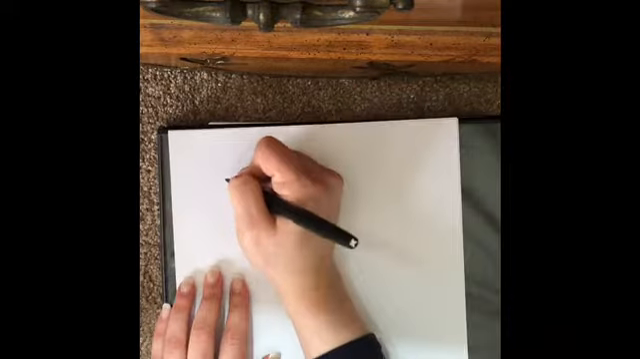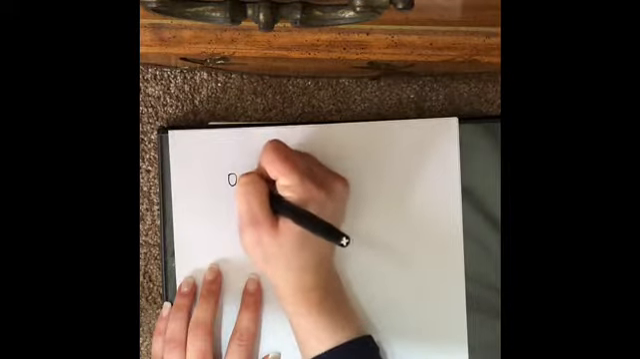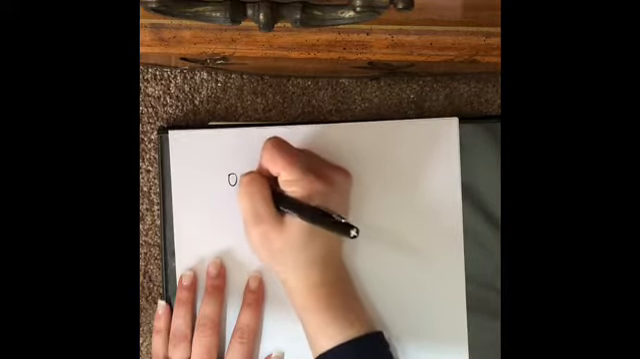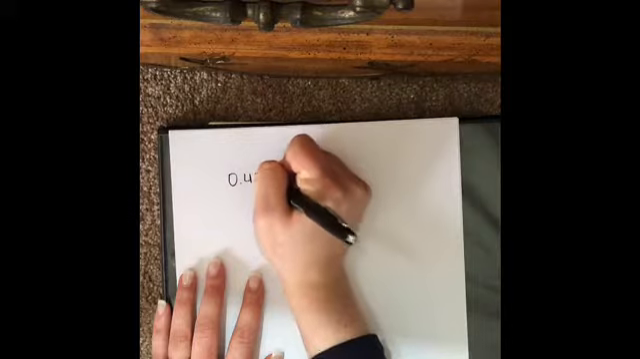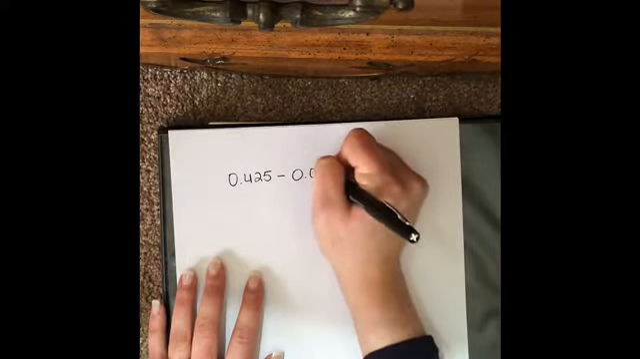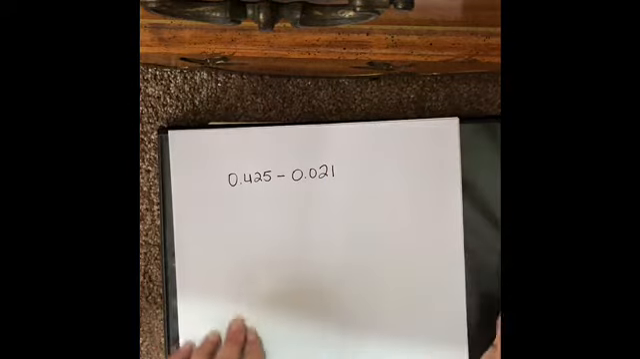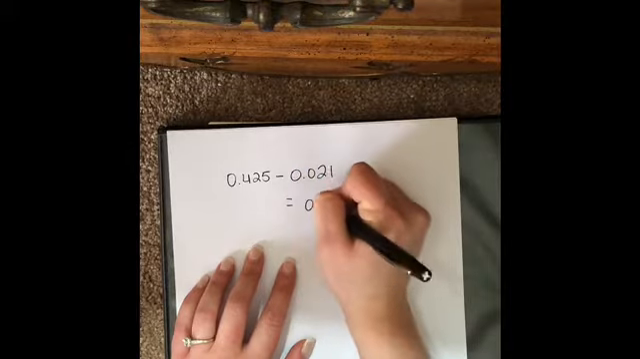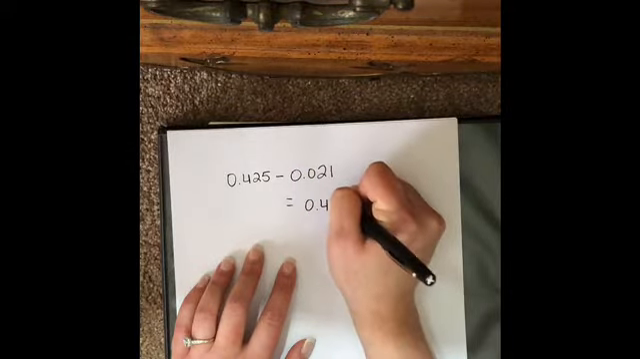Now, to find the left endpoint of the 99% confidence interval, you have to subtract E from p hat. So we're going to subtract E from p hat. So we know that our p hat is 0.425 minus 0.021, which we just got from plugging into the formula, and you get an answer of 0.404.